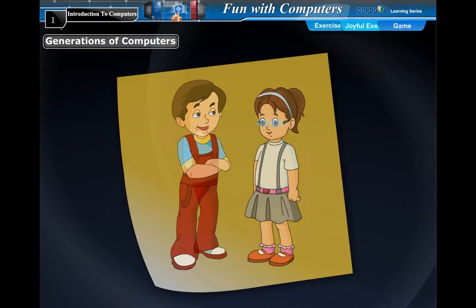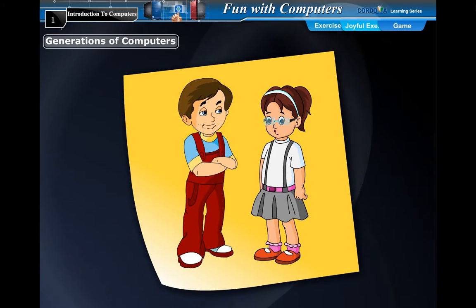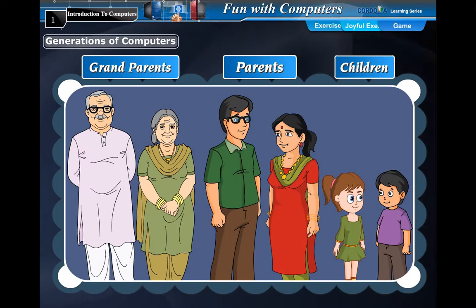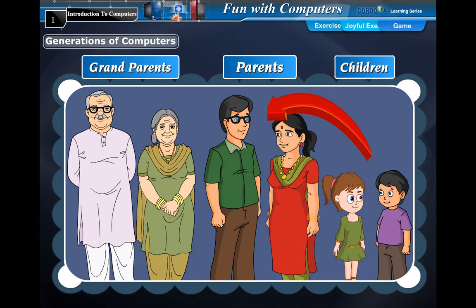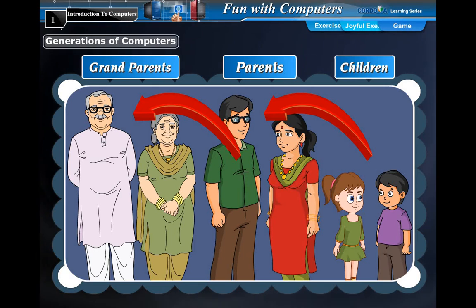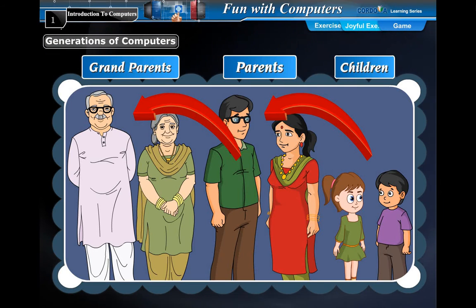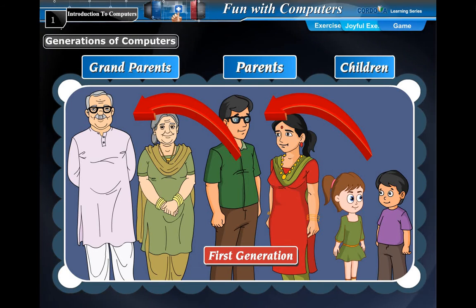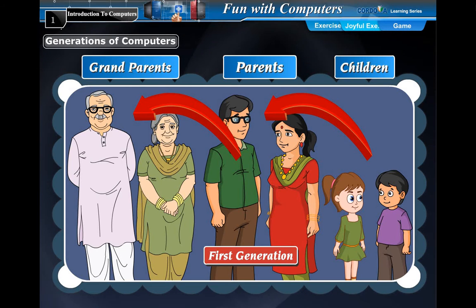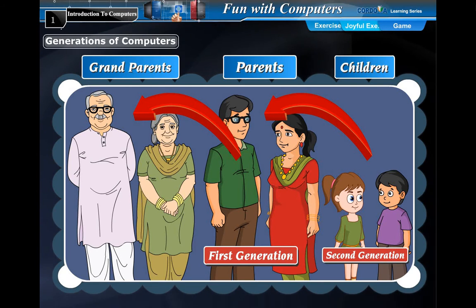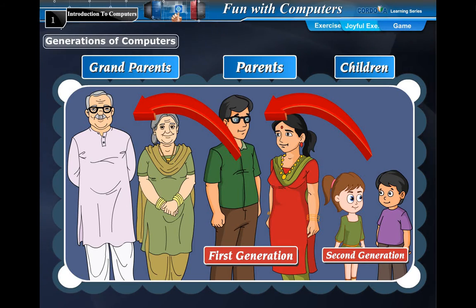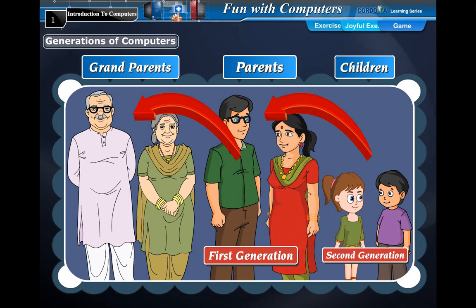Generations of computers. Do you know what generation means? In terms of time, it means age group. For example, you are your parents' child. Similarly, your father is your grandparents' child. So, your parents are in first generation of your grandparents, and you are in second generation of your grandparents. Hence, in case of your grandfather, father and you, there are 3 generations.